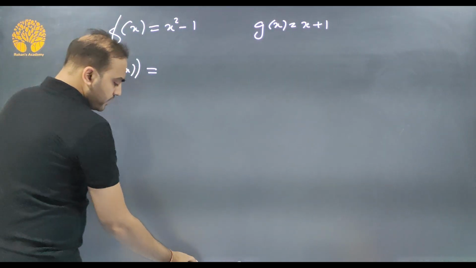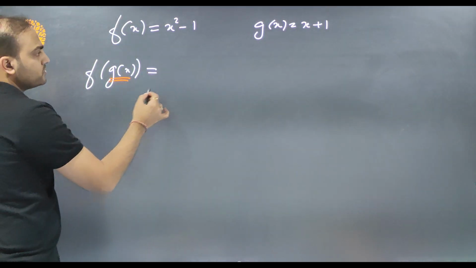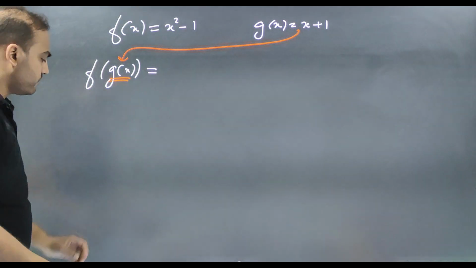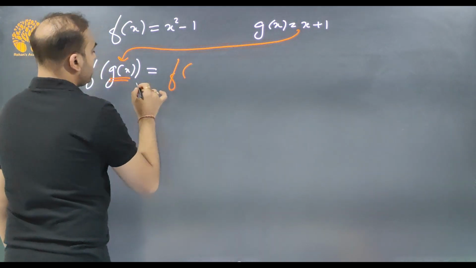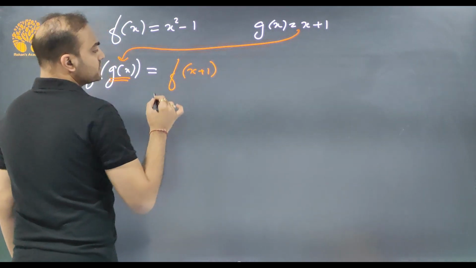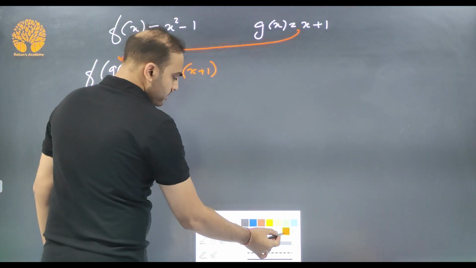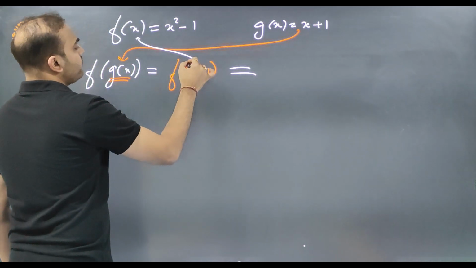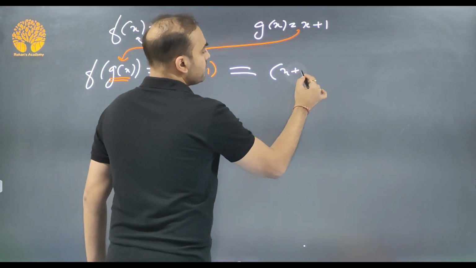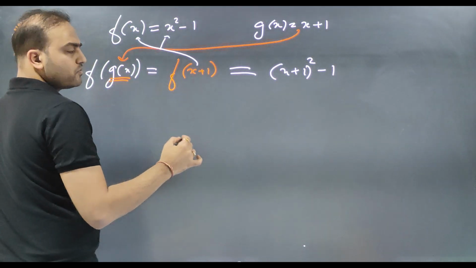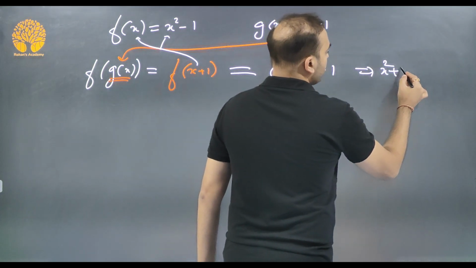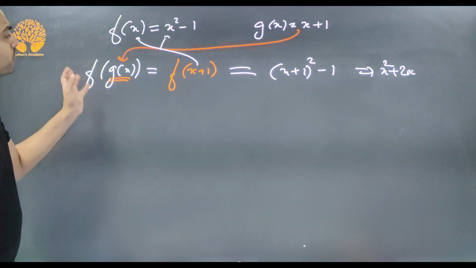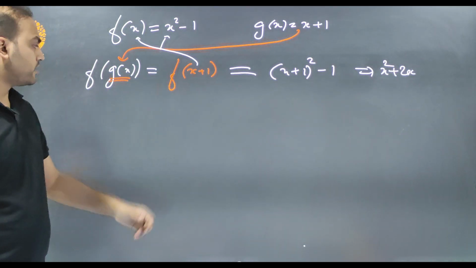in place of g of x, as I said, we solve inside out. So first I solve for g of x. What is g of x? It is x plus 1. So the question changes to f of x plus 1. Now how do I find f of x plus 1? In place of x, substitute x plus 1. So that is x plus 1 the whole square minus 1. Simplify, x square plus 2x plus 1 minus 1 will cancel out. So even if you want to solve theoretically, just do that.